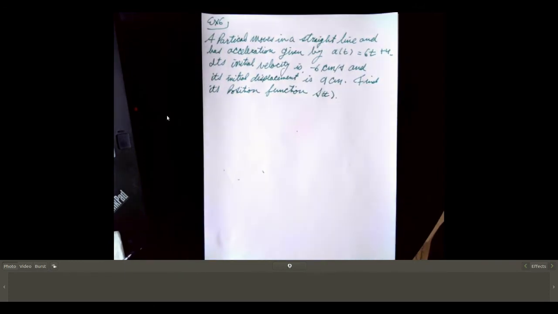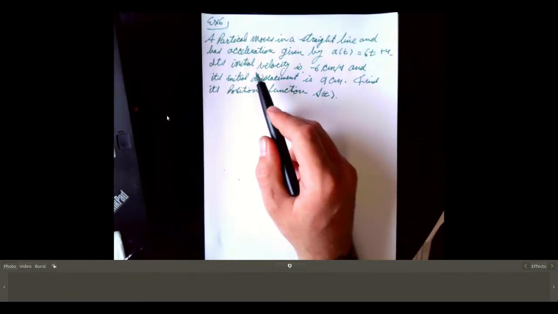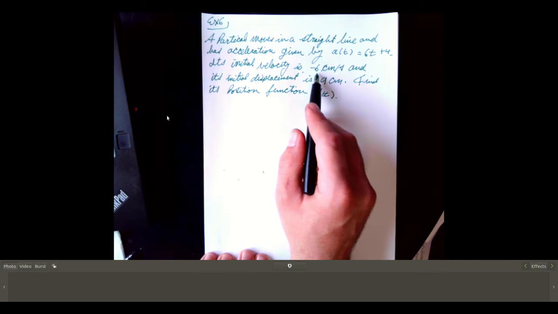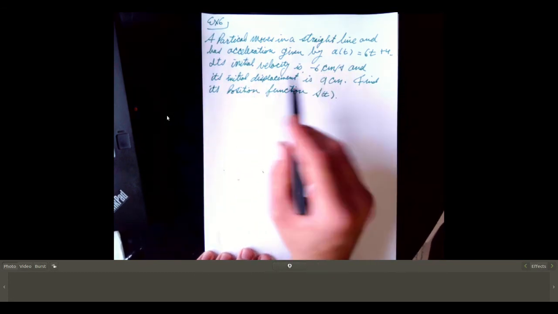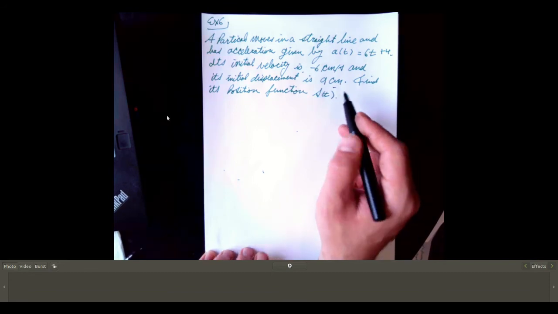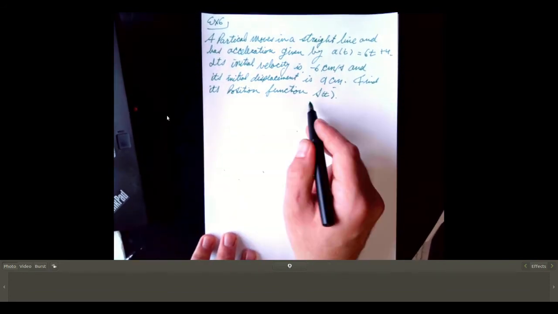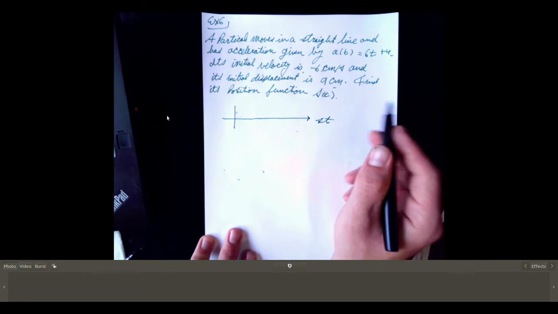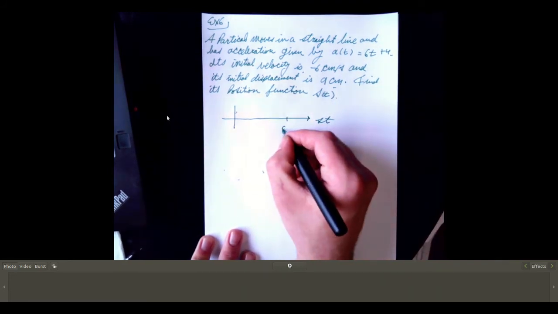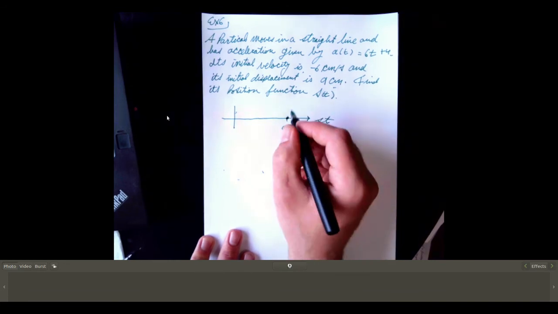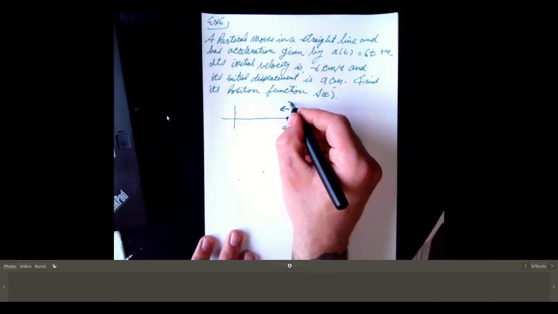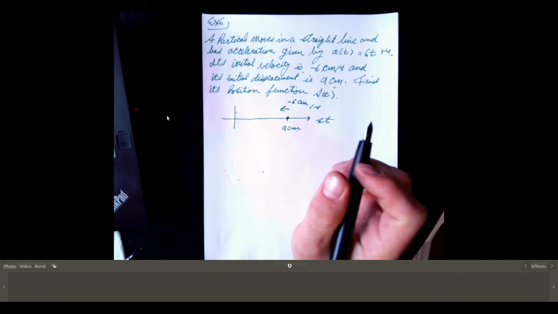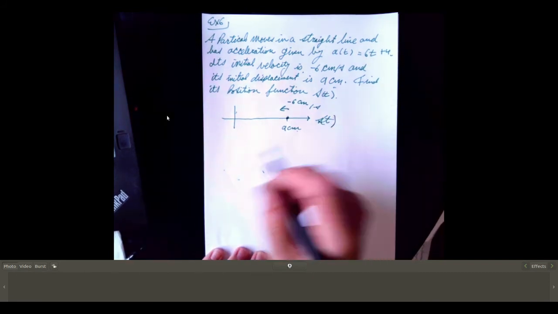Okay, so for example 6, a particle moves in a straight line and has acceleration given by a of t is equal to 6t plus 4. Its initial velocity is negative 6 centimeters per second, and its initial displacement is 9 centimeters. Find the position function. So we have the displacement, s of t. At the start of our model, at 9 centimeters away, we have this particle, and it's moving backwards at a rate of negative 6 centimeters per second. Given this information, we'll figure out what s of t is.